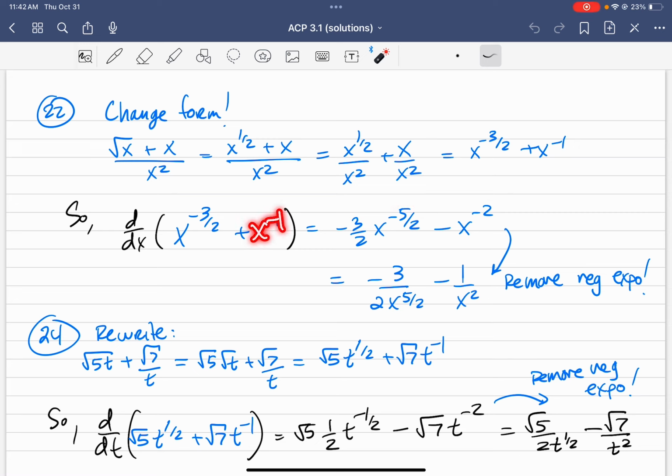And then x to the negative 1, you pull down the negative 1, then subtract 1 from this exponent to get negative 2. So that's my answer, but I must remove all of the negative exponents. So this goes into the bottom, and this also goes into the denominator. So that is my derivative.